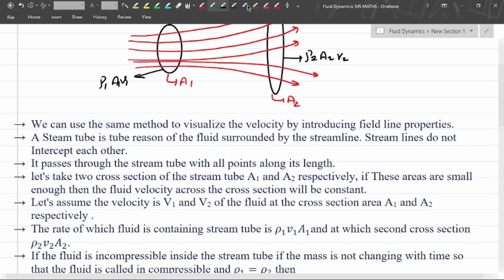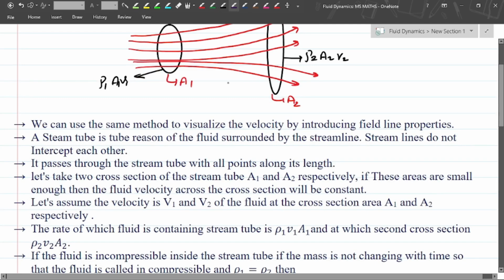We can use the same concept of the magnetic field or electromagnetic field, or we can use the same method to visualize the velocity by introducing field lines. So the velocity introduces field lines. This is a field line, which is a streamline. Okay, this is a field line.